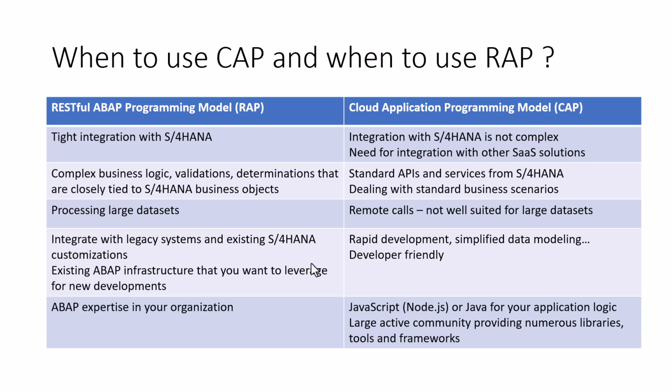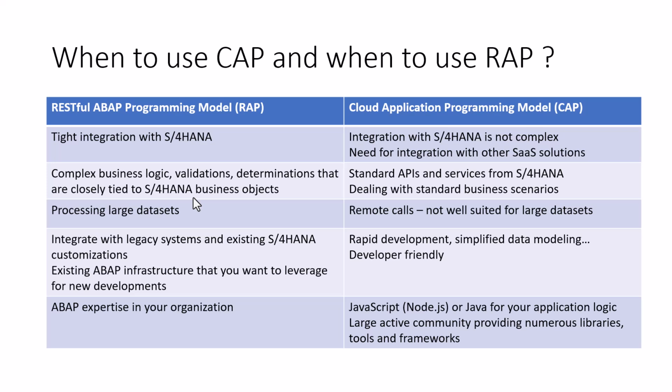Now, when to use CAP and when to use RAP? This is a question that you get asked quite often. If you are working only with an SAP S/4HANA system, so if you're going to build an extension application and that application only needs the data from within the SAP S/4HANA system, then RAP is a pretty good option because it has tight integration with SAP S/4HANA. If you're processing large data sets, you don't have to move them to a remote system and so on. And it's closely tied to the SAP S/4HANA business objects. So in this kind of use case scenario, RAP is a good option.